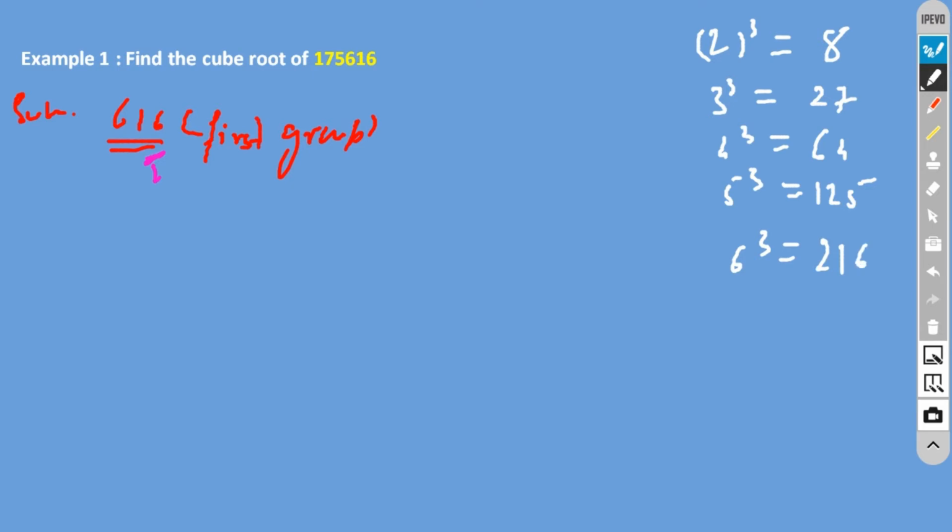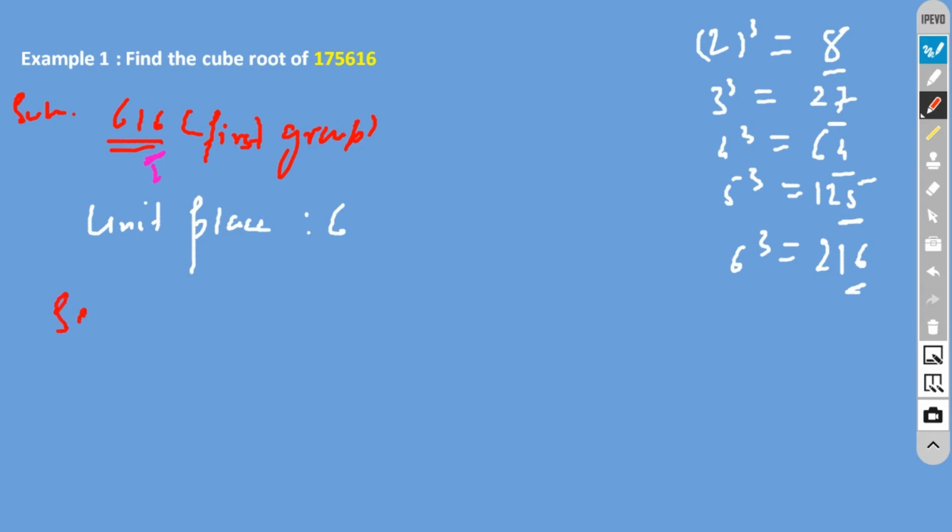216. We can clearly see that when the unit place is 8, the number was 2. When the unit place is 7, it is the cube of 3. When the unit place is 4, the cube was 4. When the unit place is 5, which number's cube is that? And here the unit place is 6, and whose cube was that? It was 6. So the unit place from the first group is 6.